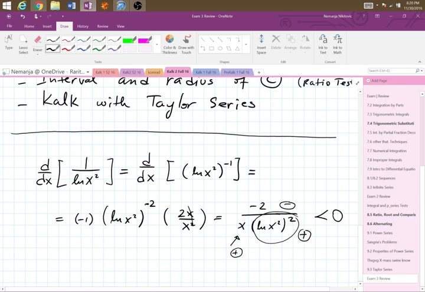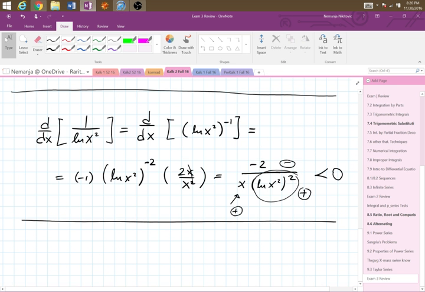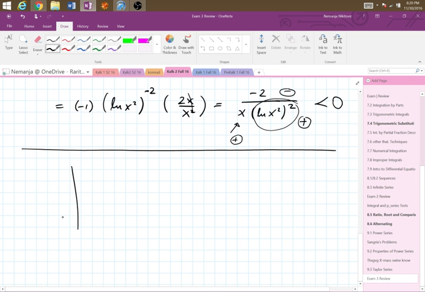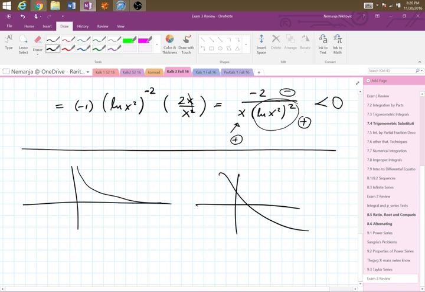So if you are not sure how to graph the function, you can take its derivative, and if the derivative is always negative, then the function is decreasing across the board. If it has critical points along the way, then it's not going to be always decreasing. So I don't know what 1 over ln x squared looks like, but I know it's always decreasing.